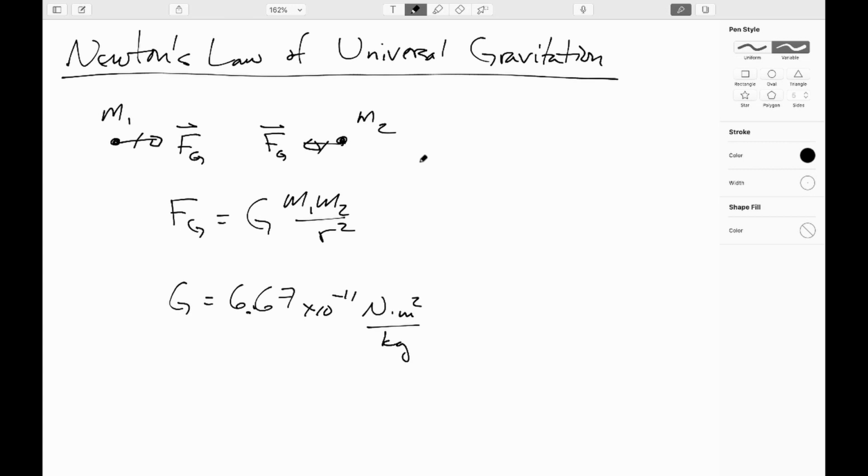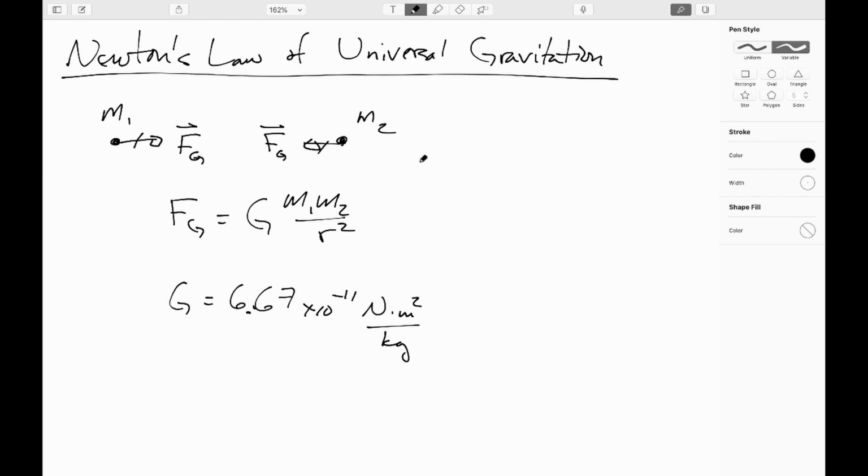Thus the notion of universal, which was a big deal because there was still some holdover of Aristotelian thought that somehow the laws of nature had to be different in the heavens than on the Earth. And Newton was able to find at least one law of motion where that wasn't true.